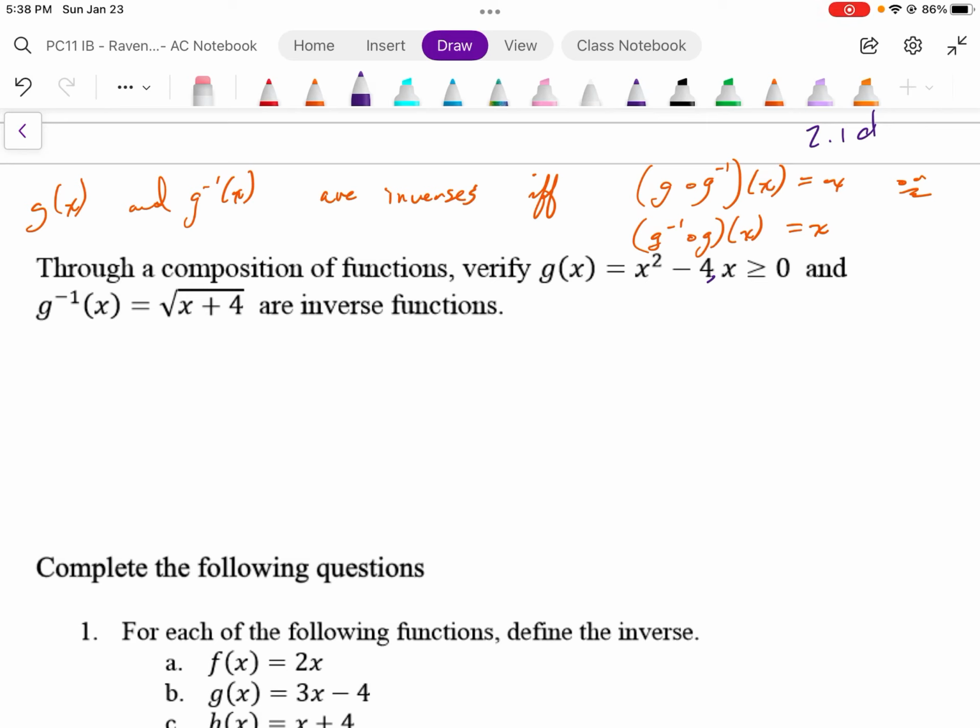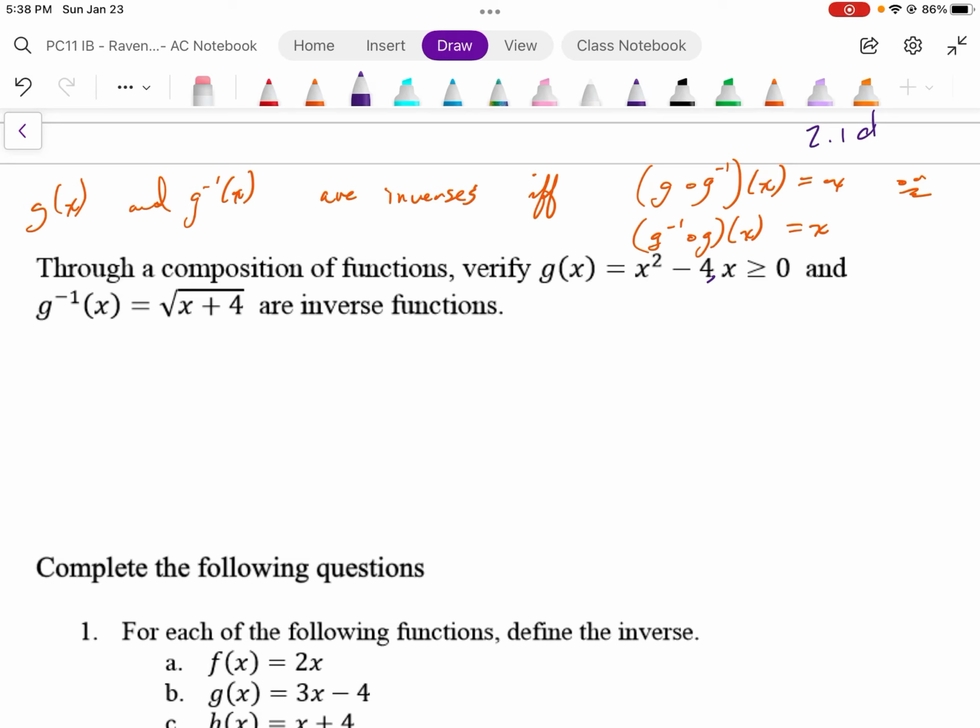So for the last video, and this is the last theme. Now, allow me to just read the example. Through a composition of functions, verify that g of x is equal to x squared minus 4, where x is greater than 0, and g inverse of x is equal to the square root of x plus 4, are inverse functions.